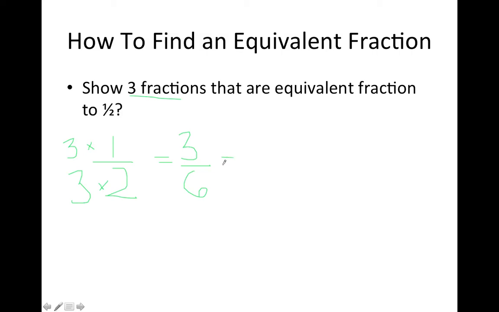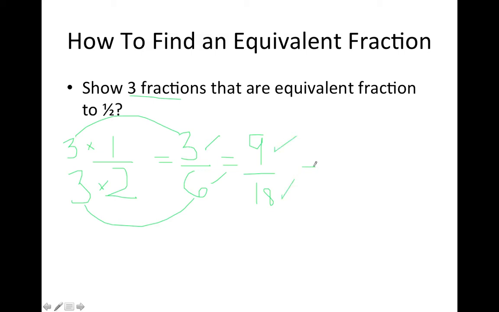So I'm just going to keep multiplying by 3. So 3 times 3 is 9. And 3 times 6 is 18. So there we go. Now we have another equivalent fraction. But you notice we have that same pattern developing as we had before. 3 is half of 6. 9 is half of 18.